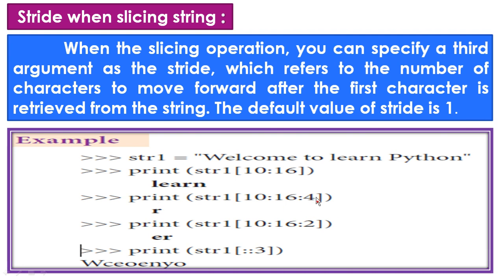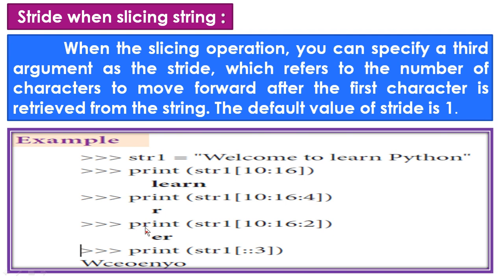In the next example, the third parameter is used here, that is called striding. Print str1 of 10 colon 16. 10 is the start value, 16 is the end value. Here 4 is the third parameter that is used for striding. That means the value from 10 is blank space, n is 15. Within this, the fourth character is printed here, that is r. See, 1, 2, 3, 4, the fourth character r is printed.